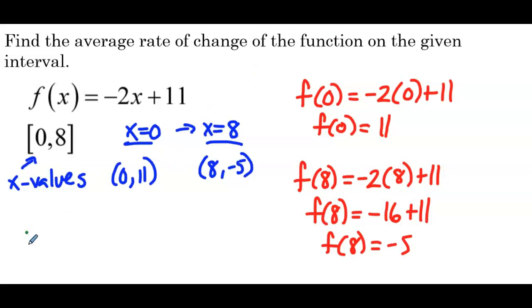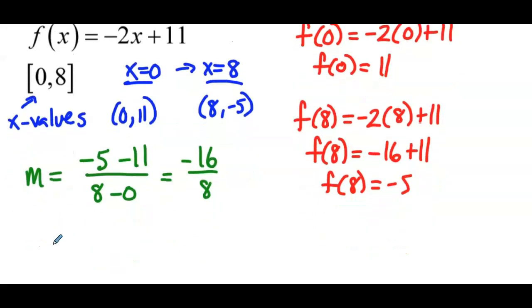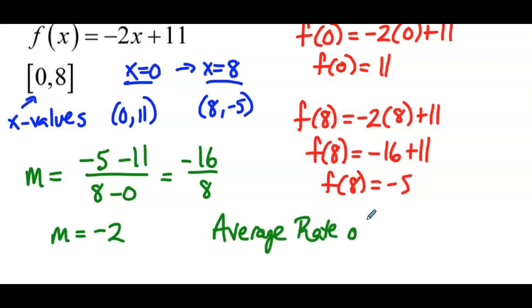So the slope, or the average rate of change between these 2 points, negative 5 minus 11 over 8 minus 0. Our numerator, we have negative 16. Denominator, we have 8. So the slope is equal to negative 2. So the average rate of change is negative 2.